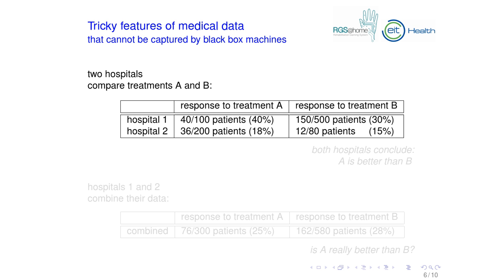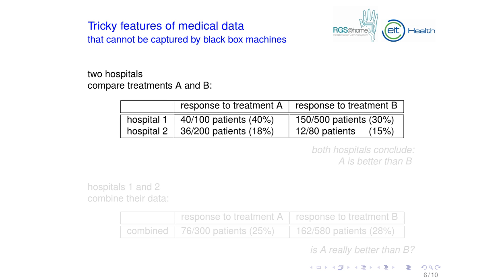And to give you a bit of feeling for this, let us consider a very simple scenario. I have a scenario where I have two hospitals, and both of these hospitals try to answer the following question. They have two drugs, drug A and drug B, for a given disease. And they're asking themselves which of these drugs is the better drug. So what they do is they give drug A to a number of patients and they check how often this drug is having an effect, a beneficial effect. And they do the same for drug B.